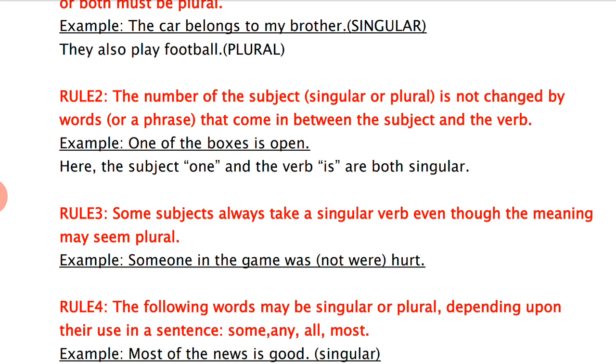See, this is a very usual and very common error that students make because students do not give it a second thought. First, what is the first step? To find the proper subject in the sentence. Here the boxes are not the subject. We are talking about one box out of those boxes. So that one box becomes the subject. So that means one of the boxes is open, right? Okay. Here the subject one and the verb is are both singular, right?